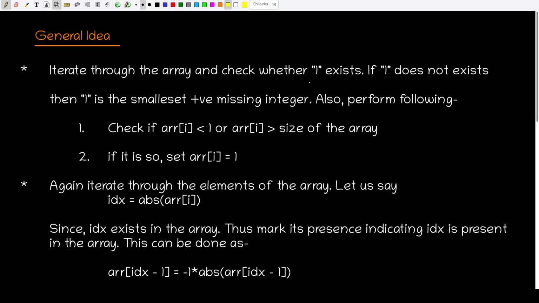So the general idea behind solving this problem is, first we are going to iterate through the elements of the array, and with the first iteration we are going to check whether 1 exists in the array or not. If 1 does not exist in the array, then 1 is the smallest positive missing integer and we are going to return 1 in such case.